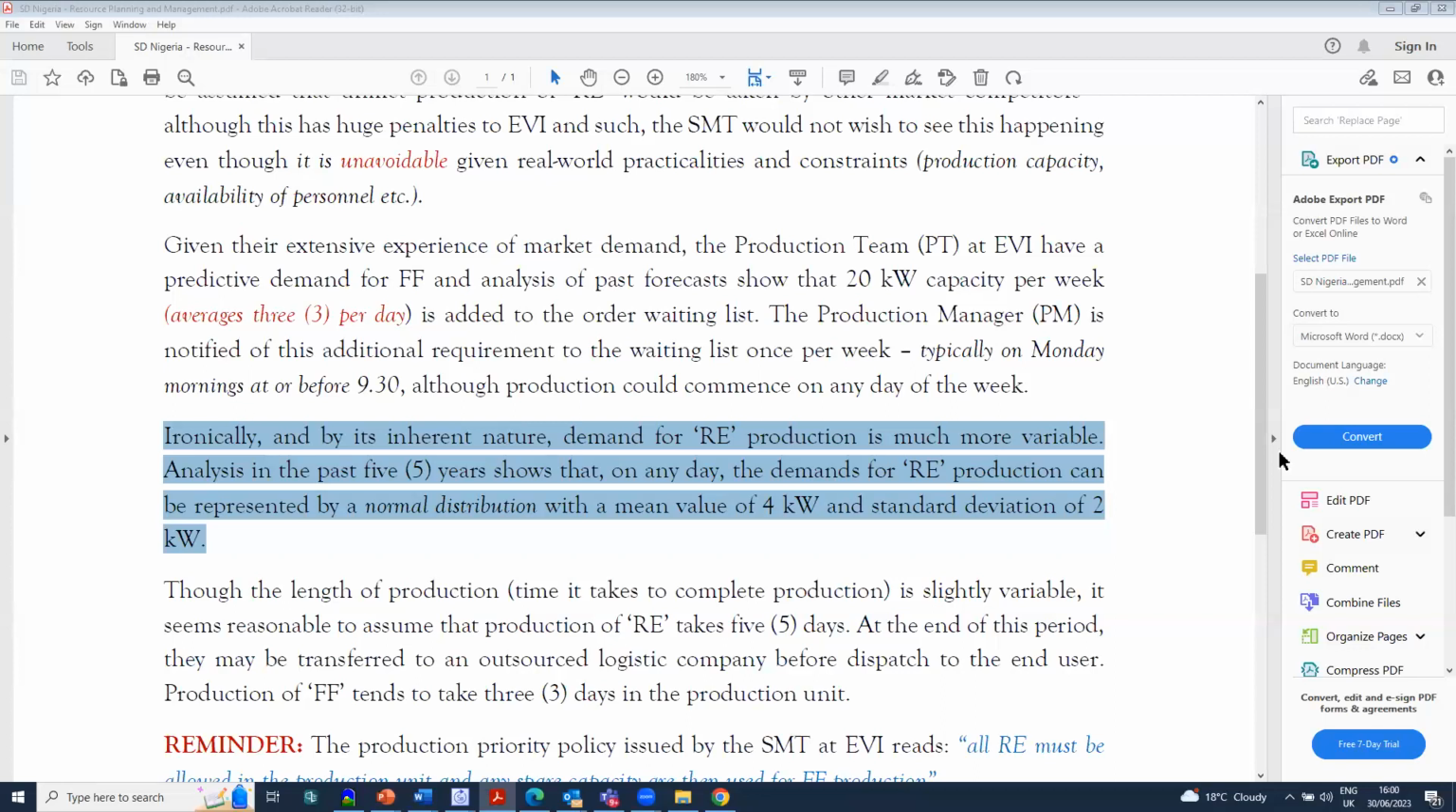But sometimes they bring 4, sometimes it's 5, sometimes it's 6. You remember 2 plus or minus 2. So 4 plus 2 is 6, 4 minus 2 is 2. So the order for renewable energy, sometimes it is 2, sometimes it is 3, sometimes it is 4, sometimes it is 5, sometimes it is 6.